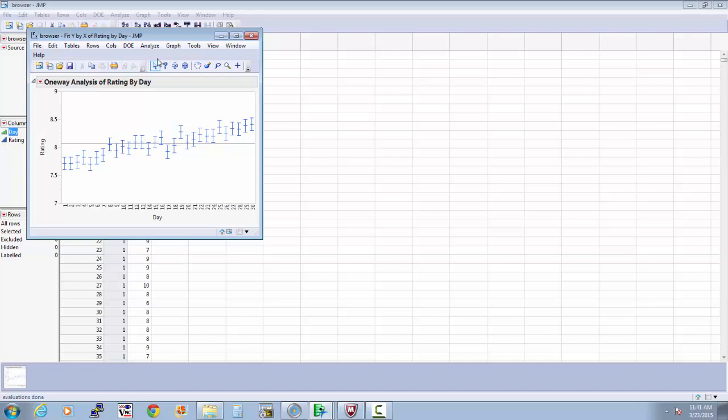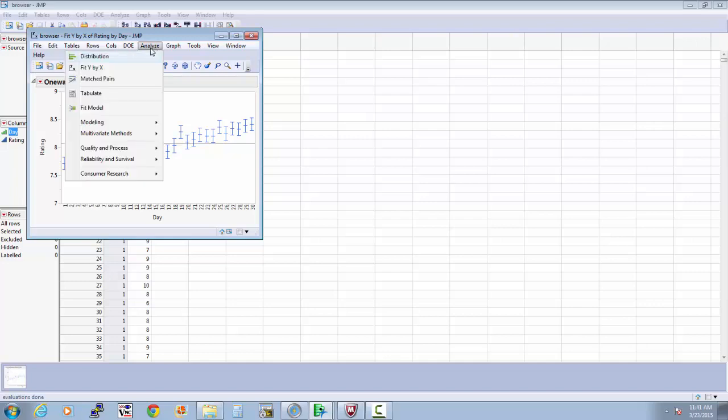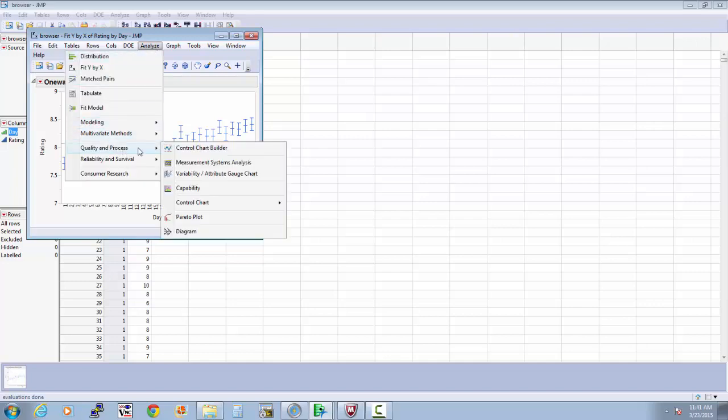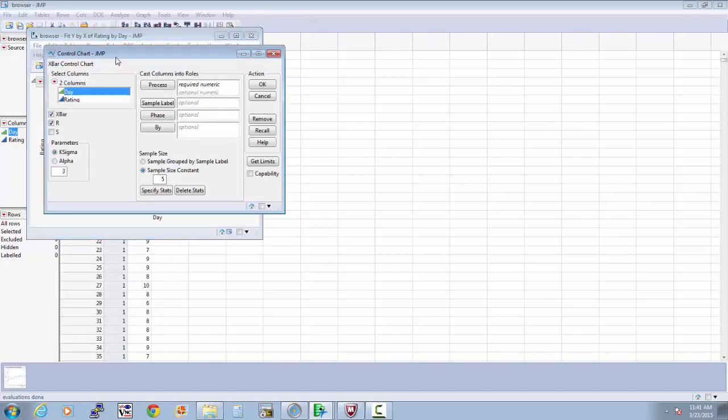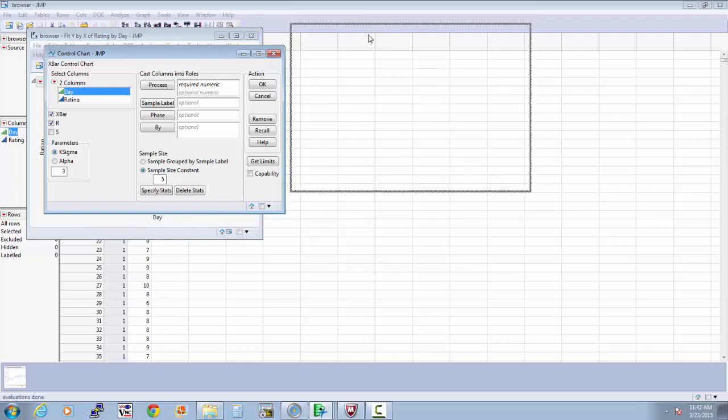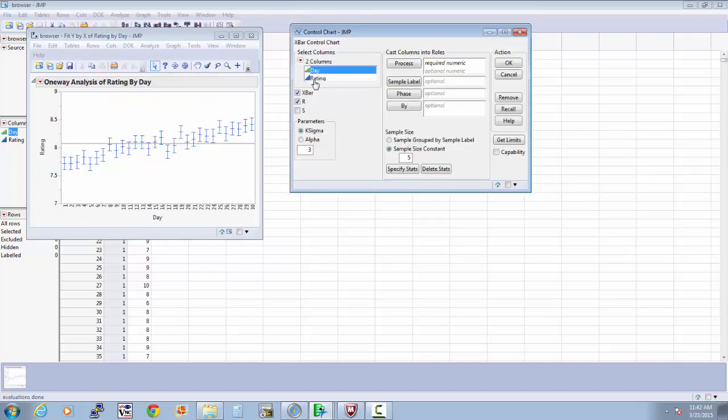So the way that you do a quality control chart is you go to the Analyze menu, Quality and Process, Control Chart, and X bar. So that is the group of commands you want to follow through. You click on X bar, and you now get the dialog for the X bar chart. Now what you have to do is tell it what you would like to track, and in this case it's rating that you're going to track, so that's the process you're following. You have to tell it what you're going to track it by, which is day, and that goes in as sample label.